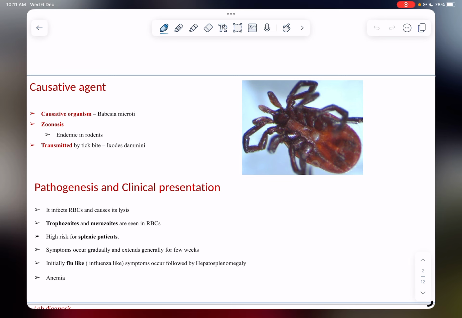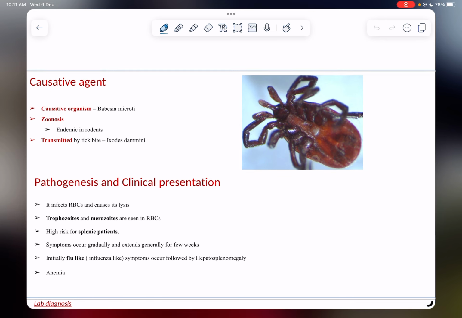We're going to talk about two diseases. One is babesiosis and the other one is dengue fever. Both can cause what? No pointer here? Babesiosis we'll take up first.